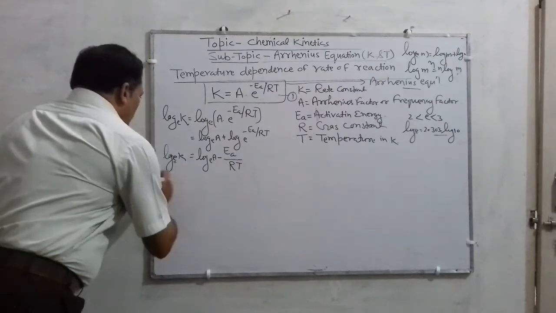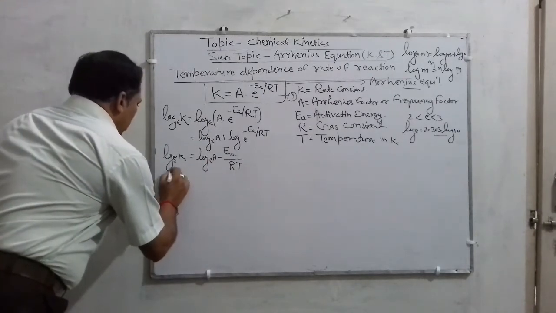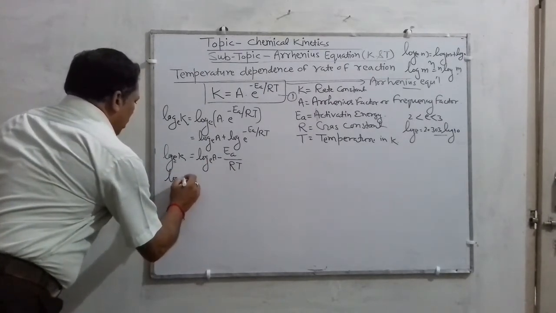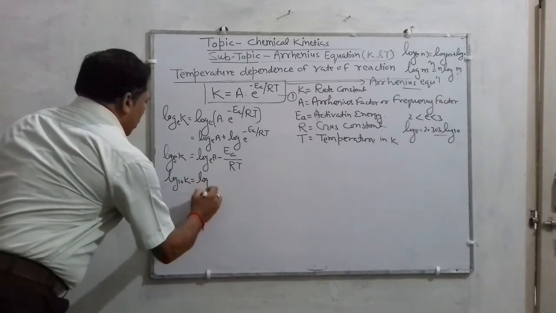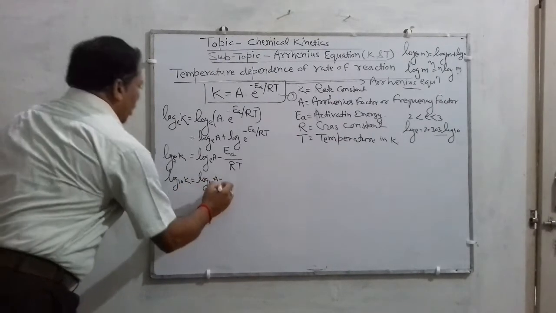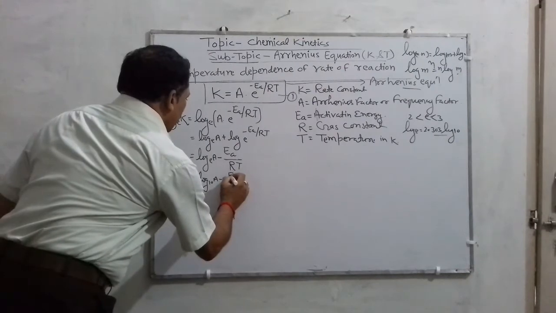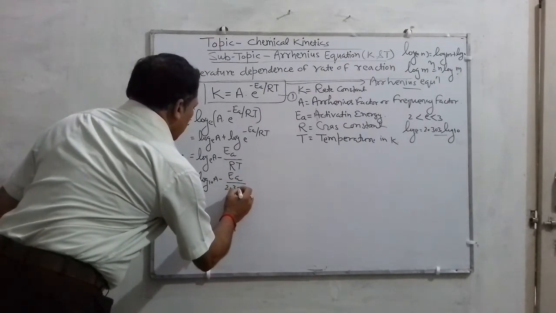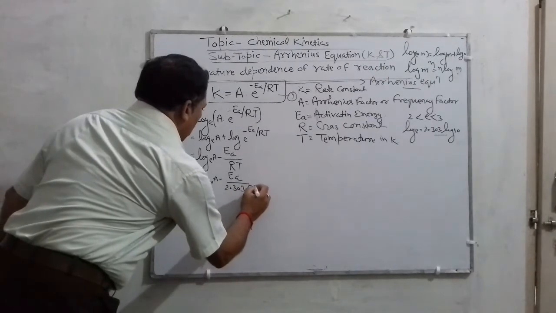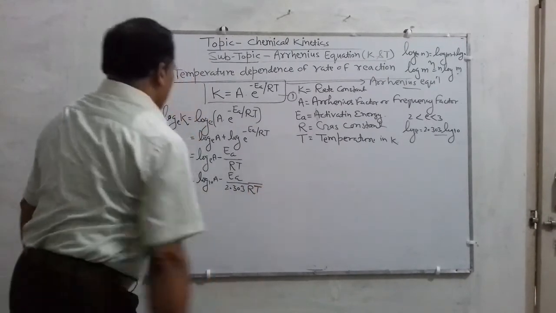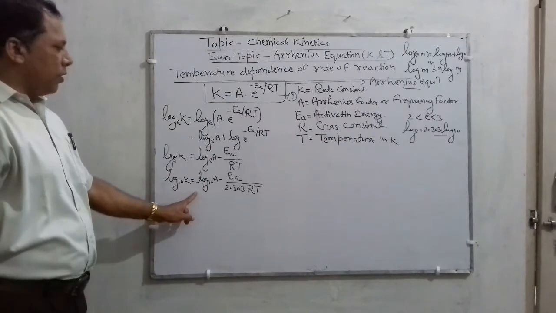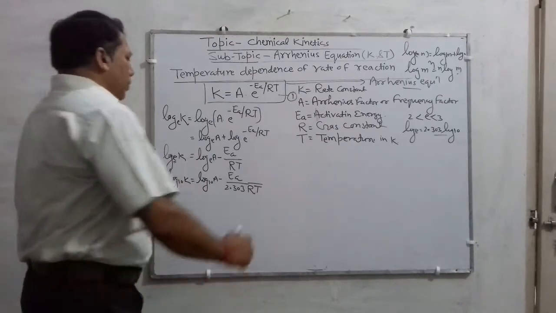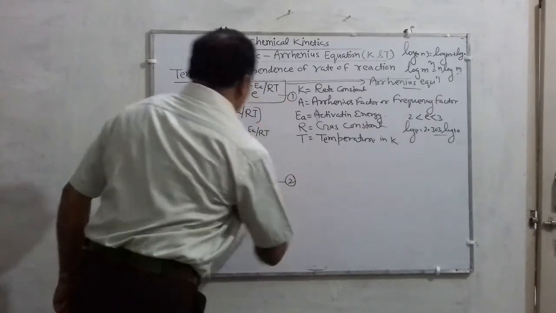So on taking log 10, this can be written as log 10 k is equal to log 10 A minus E_a upon 2.303 RT. Am I right, children? This can be written. Suppose this is equation number 2.